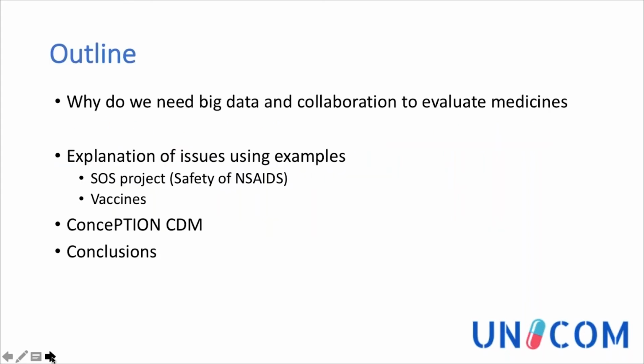So the outline of the presentation today is first to talk about why we need big data and collaboration to evaluate medicines. Subsequently, I will talk about two examples. First, the Safety of NSAIDs project, which ran between 2009 and 2014, and then an example from the IMI ADVANCE project that is about vaccines. Then we will talk a bit about the UNICOM common data model, and then we'll draw conclusions.